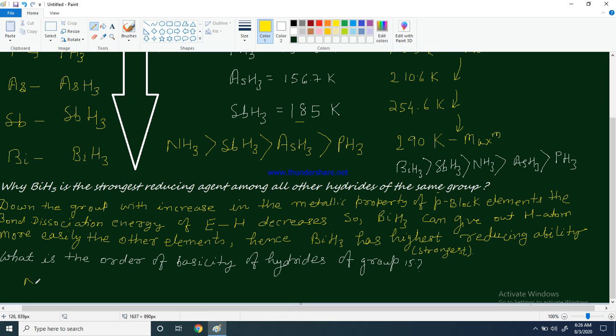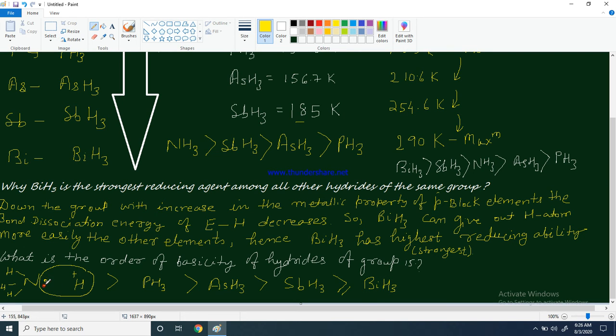As we know that nitrogen is the most electronegative element, so it can accept H plus more easily as compared to phosphine, then as compared to arsenic hydride, or as compared to antimony hydride, and as compared to bismuth hydride.